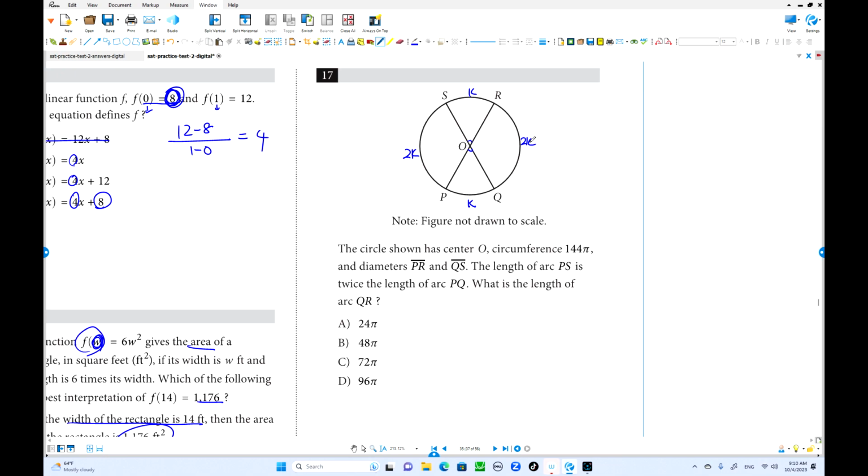What is the length of QR? This length is QR. Total is how much? 2K plus K plus 2K plus K is 6K, and that equals 144 pi. So K equals what? 24 pi, isn't it? Put this number over here. 2 times 24 pi is what? 48 pi is the length of RQ, okay? So 48 pi is the answer.